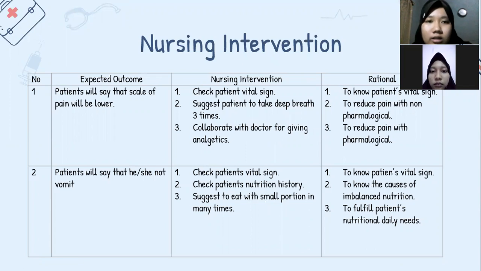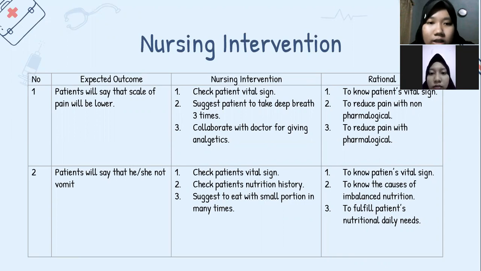So next is nursing intervention. Expected outcome is patient will say that scale of pain will be lower. With nursing intervention: check patient's vital signs, suggest patient to take deep breath 3 times, and collaborate with doctor for giving analgesics. And the rationale is to know patient's vital signs, to reduce pain with non-pharmacological way, and to reduce pain with pharmacological. The second expected outcome is patient will say that she does not vomit.